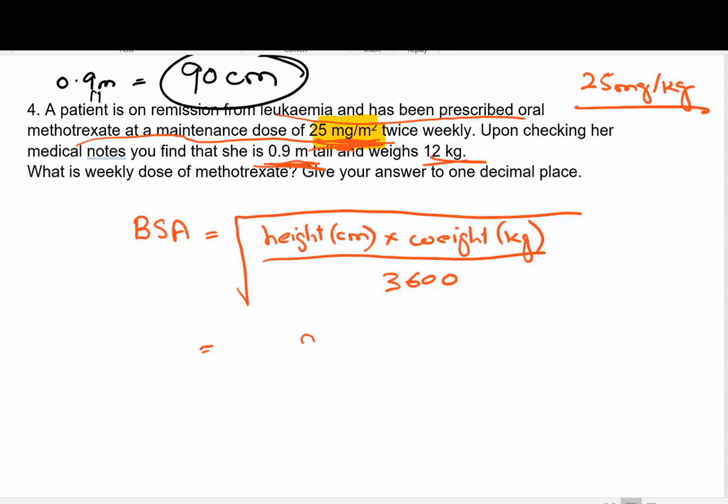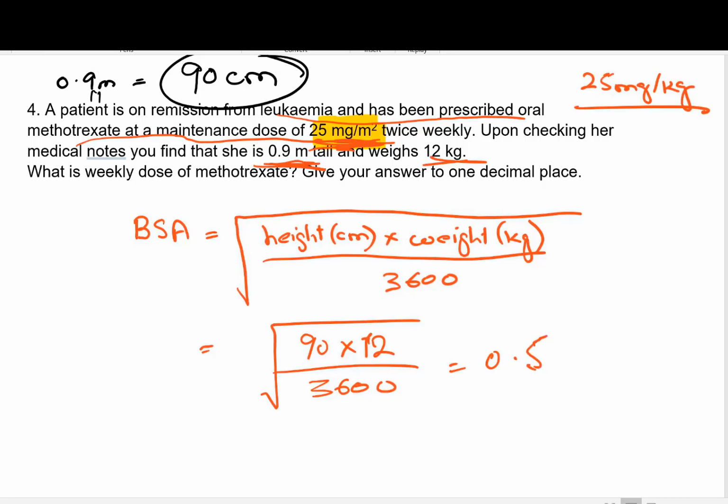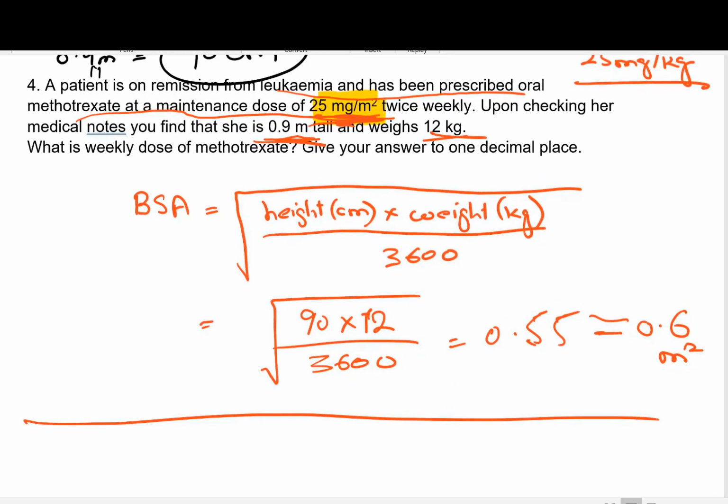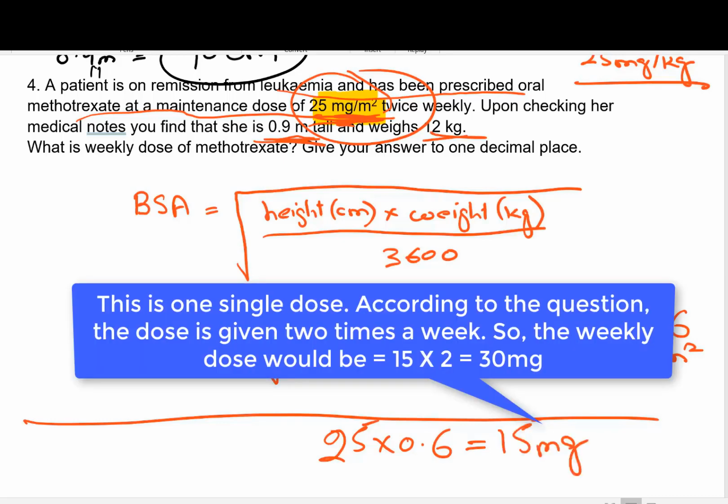So you've got all the values now. So what's the body surface area? 0.54 or 55? 55. So if you round it up, it's 0.55, and let's round it up to 0.6. So the body surface area of this patient is 0.6 meter square. How do we calculate the dose now? So it's 25, this is the dose present here. So it's simply 25 times 0.6. The dose is, okay, is everybody clear?